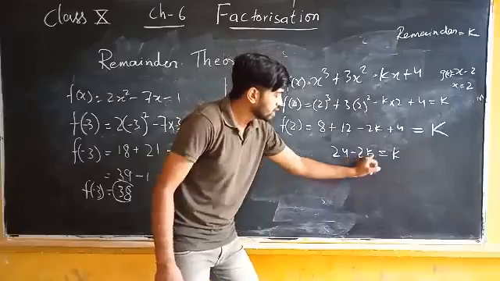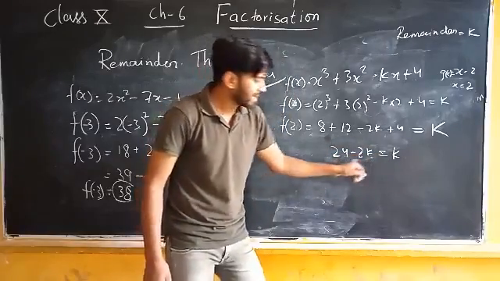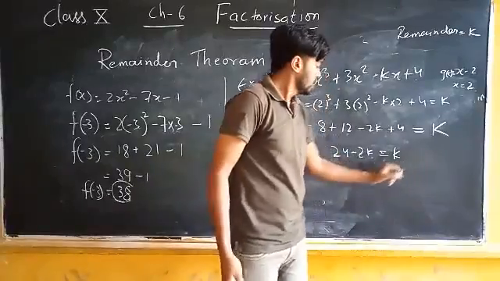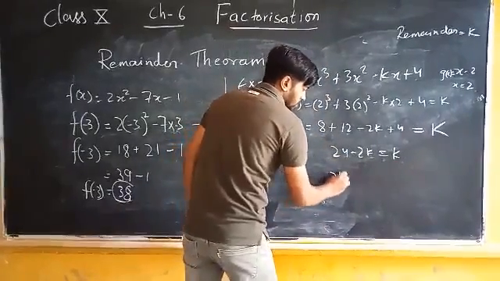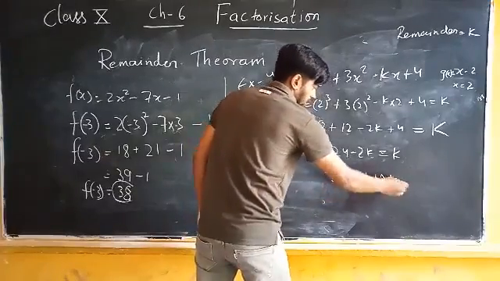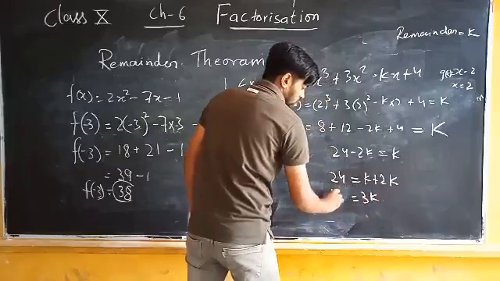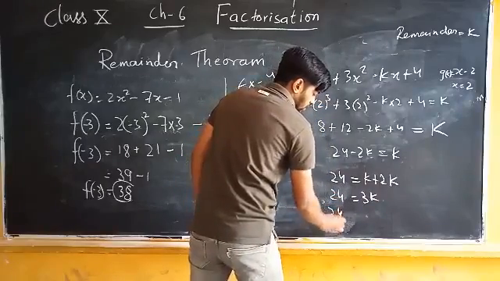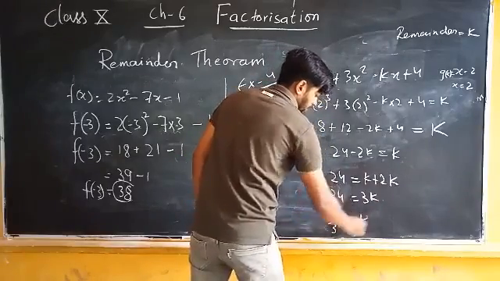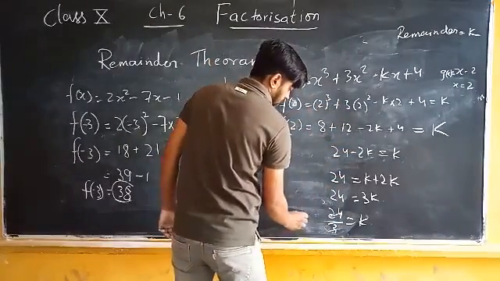So this is what I got as the remainder. I can't solve this further, but I already know the answer of the remainder, k. So what I'll be doing, 24 equals to k plus 2k. Now 2k shifted over there. What did I get? 3k. 24 upon 3 equals to k. 3, 8 are 24. So 8 equals to k.